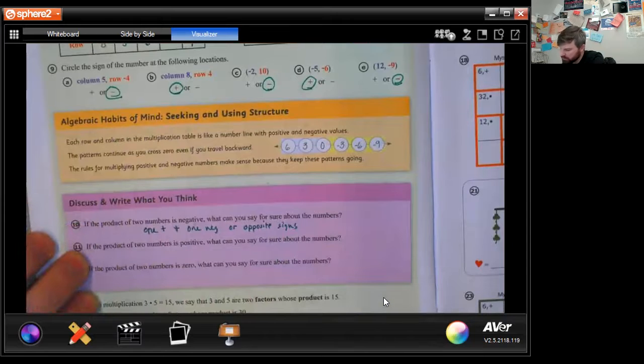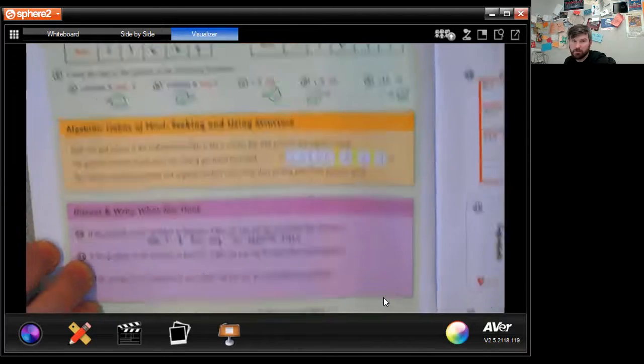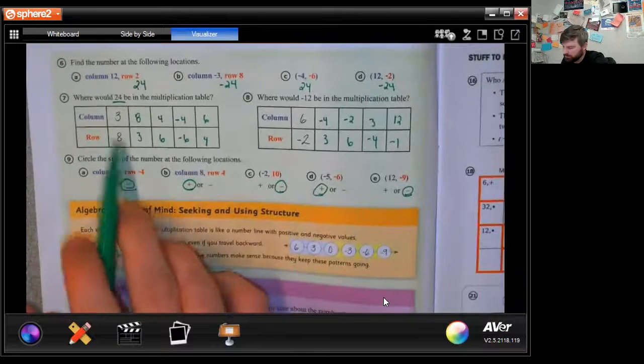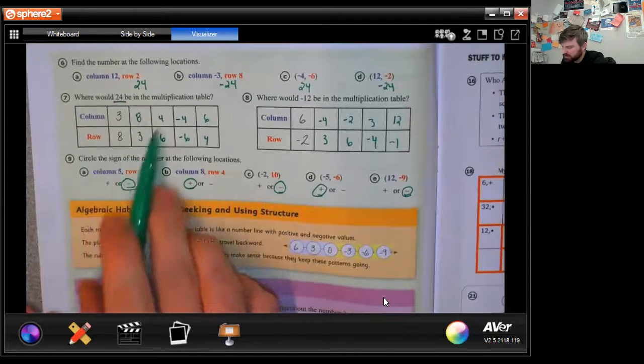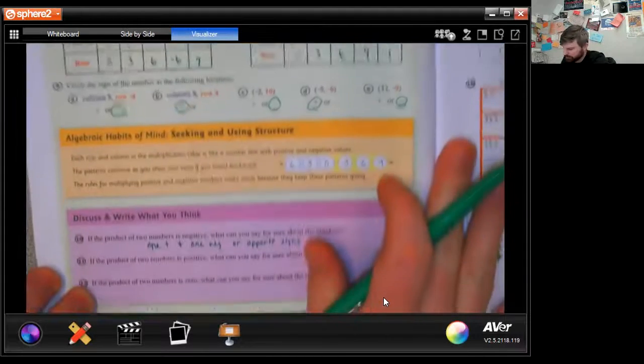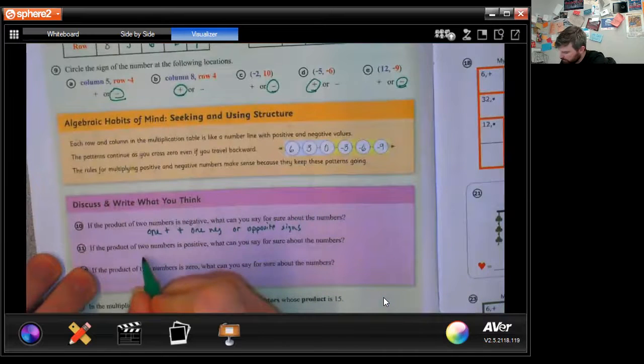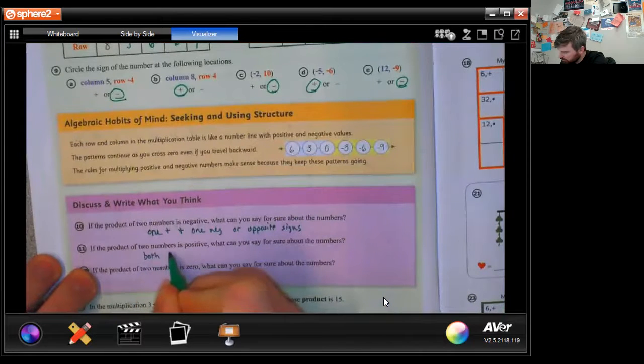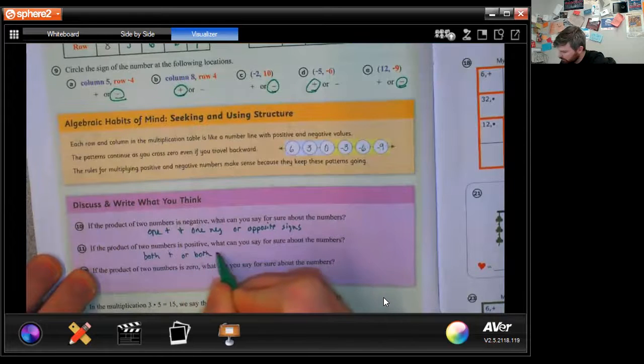If the product of two numbers is positive, what can you say for sure about the numbers? Well, that's like when we got 24 up here. Okay, all of these numbers had the same sign. Both positive or both negative. Same signs.